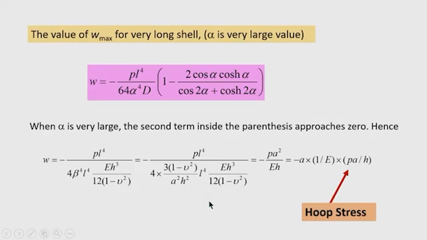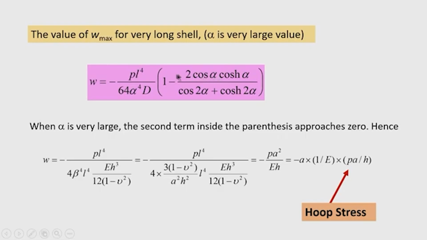Now, some important conclusions we will draw from this expression. Let us consider the shell is very long. In the long shell we use alpha equal to beta L by 2. So, naturally the alpha parameter will be very large for a very long shell. Now, if you substitute here a very high value of alpha, this term becomes very large, the denominator will be very large. So, naturally this fraction will be negligible.